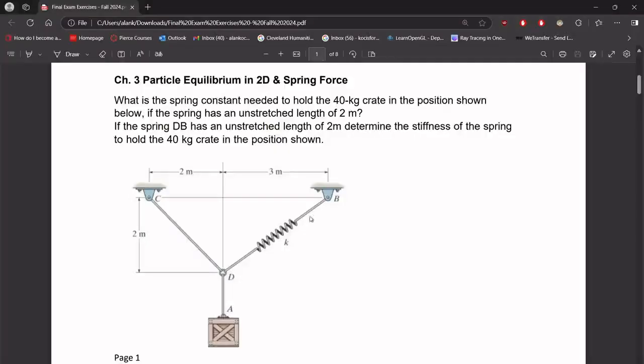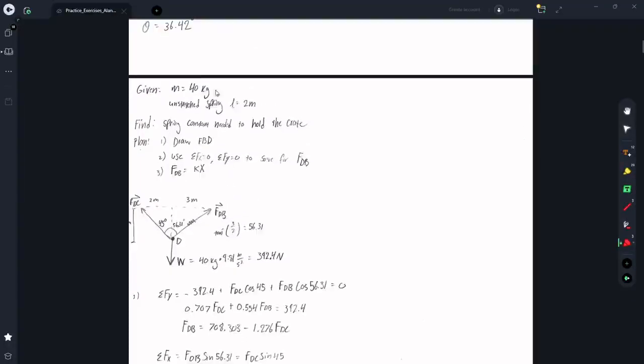All right, so for this problem, we're given this picture, which has a crate and a spring. We're told that the mass of the crate is 40 kilograms, and that this spring has an unstretched length of 2 meters. So I've just gone and written that down here.